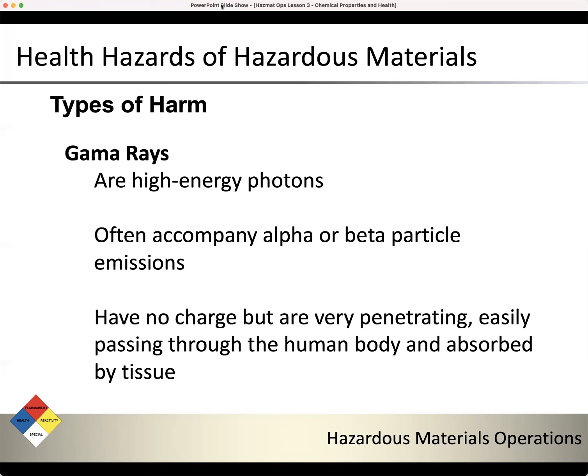All right, now we're moving up in increasing energy. Gamma rays are high energy photons. They are the same thing as visible light, just at higher energies and higher frequencies. They often accompany alpha or beta particle emissions, which means you could have a substance that is an alpha and gamma emitter or a beta and gamma emitter. We know how to protect ourselves from the alpha and beta. The gamma takes a little bit more effort.